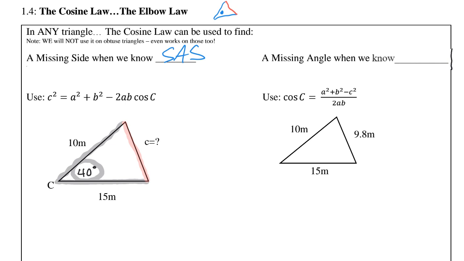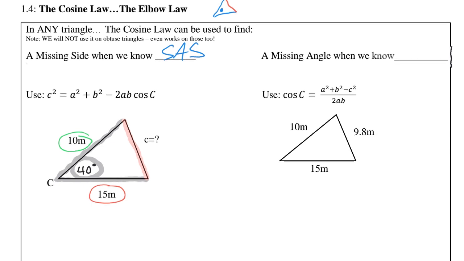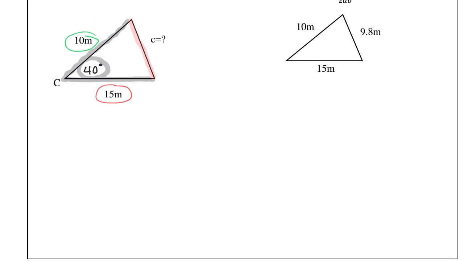So let's go and do the calculations for it. Let's color code the letters here. Let's say that's 15 and the green one is 10. So those are the two sides. The two sides around the angle are added and squared, minus twice the two sides times cosine of C. So let's go through the entire problem and see what happens. Imagine that we're looking for side C, so we start with this.